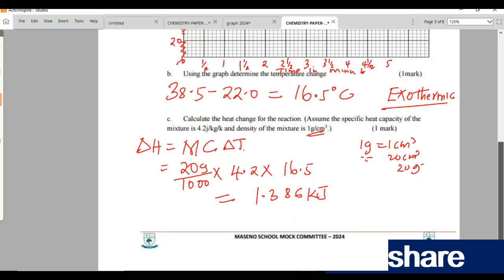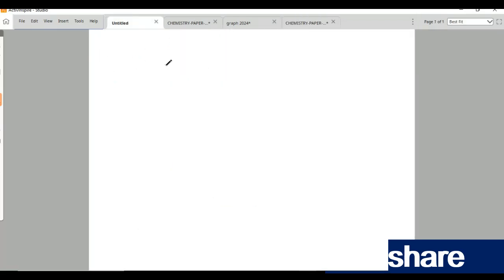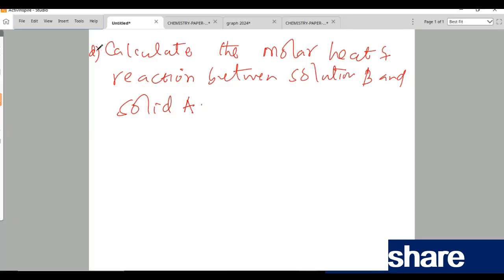The next question you will be asked is to calculate, although it is not here. So let me give the next question which you will be asked there: calculate the molar heat of reaction. That was not in this question. Calculate the molar heat of reaction between solution B and solid A, molar.